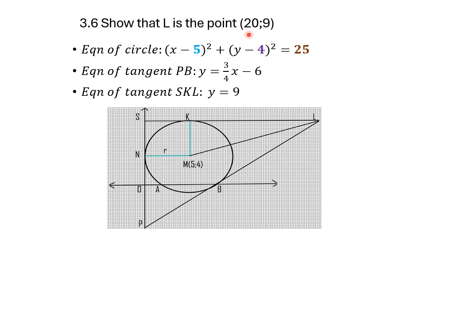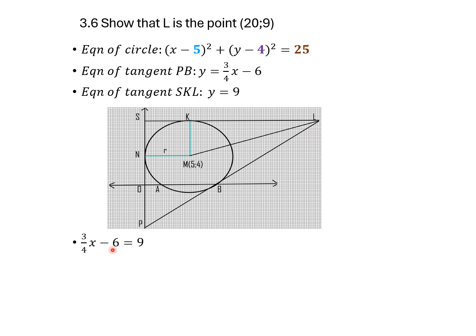Now show that L is the point (20, 9). So there we know the equation of the circle, (x minus 5) squared plus (y minus 4) squared equals 25. Equation of tangent PBL, y equals 3 over 4 x minus 6, which goes to L. We have the equation of the tangent SKL, where y equals 9. So they're both meeting up at the same point. So this tangent and that tangent are equal at the point L, so the y values are the same. Therefore, I can equate 3 over 4 x minus 6 equals 9.